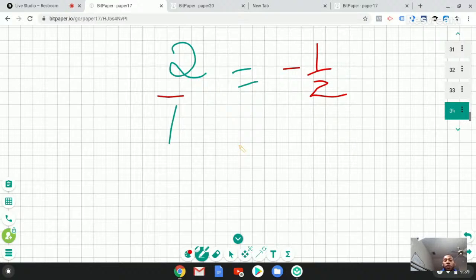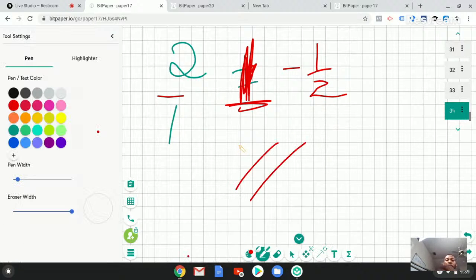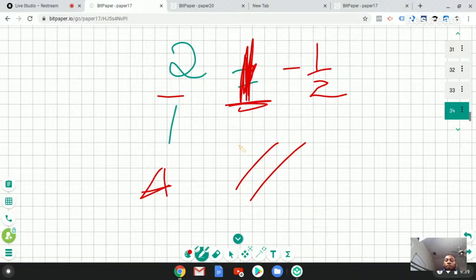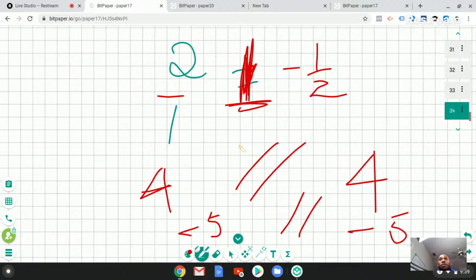I'm going to take the reciprocal of this. So this is 2/1, so it's 1/2. And then the other slope for the perpendicular line will be -1/2. But if they're parallel, if this slope is 4, that slope is 4. If this slope is -5, that slope is -5. So that's how you find out if they're parallel. They'll have the same slope.